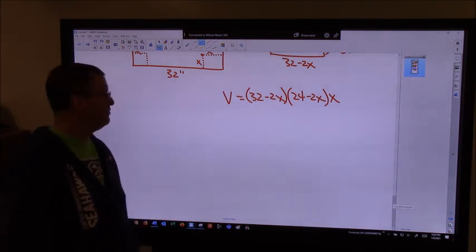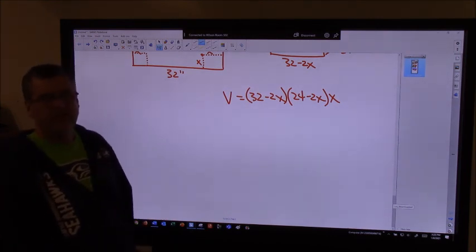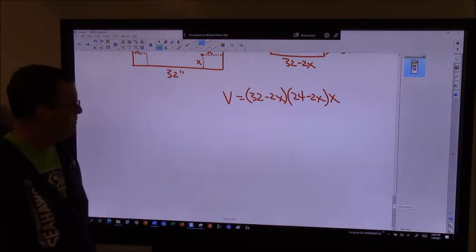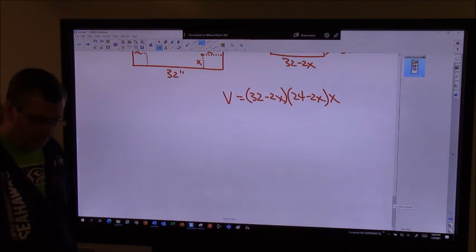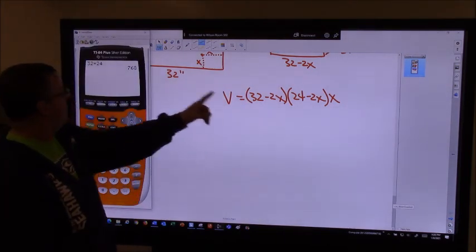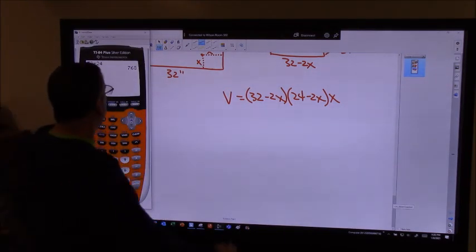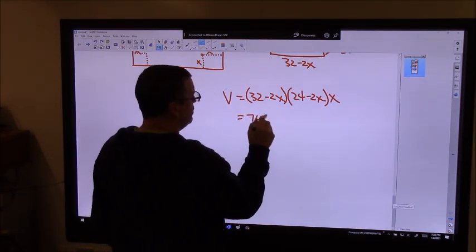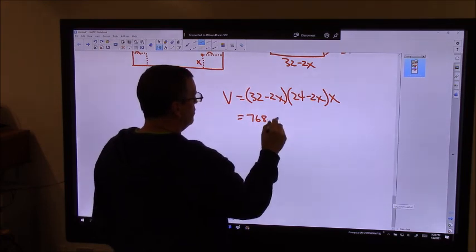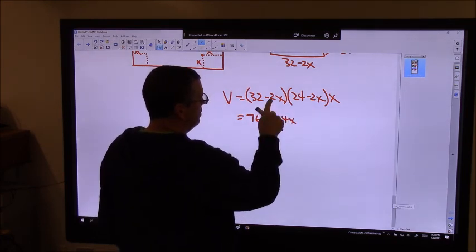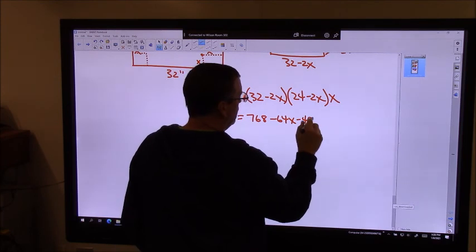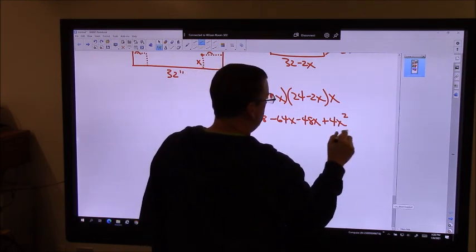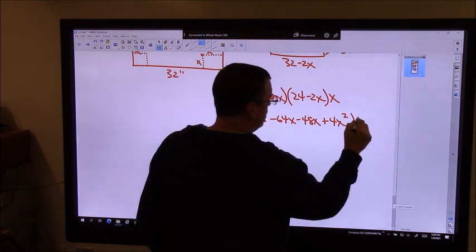All right, you guys go ahead and see if you can find the x value that would maximize the volume. All right, so if I multiply this out, here's 32 times 24, so 768. So I'm going to get 768 minus 64x minus 48x plus 4x squared. Still going to multiply that whole thing times x.